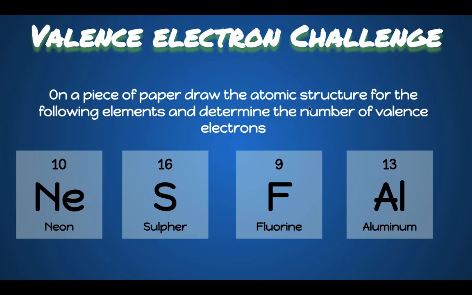All right, so my challenge to you is, on a piece of paper, draw the atomic structures for the following elements and determine the number of valence electrons. So we have neon, sulfur, fluorine, and aluminum.